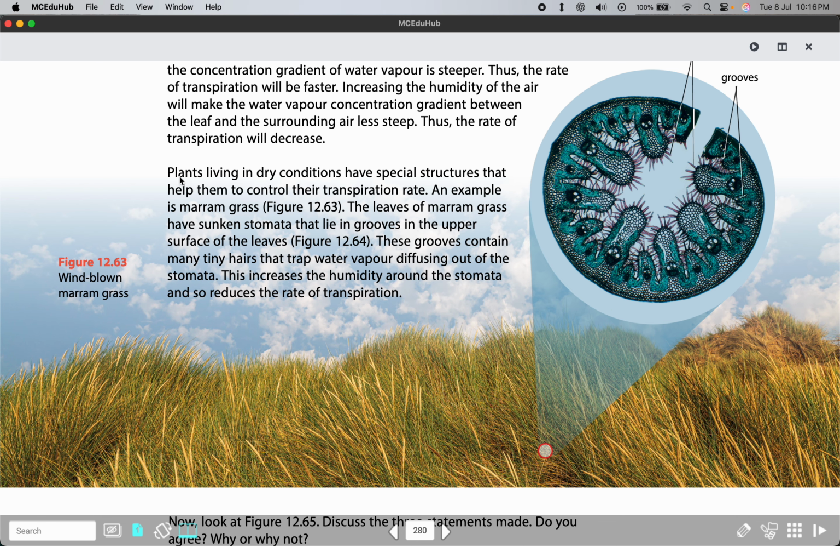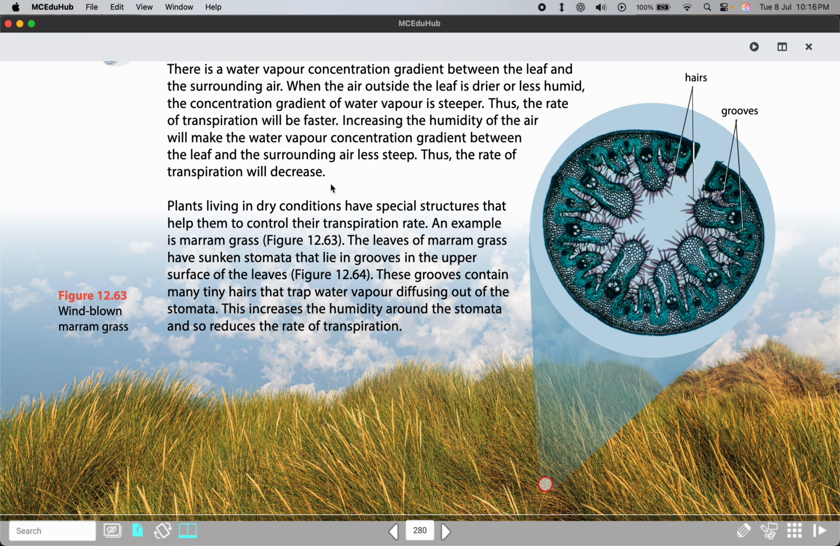So actually, this can be good and bad, right? For example, some plants don't want to lose water, so they like having a humid environment. Some plants want to lose water, so they need a drier environment. But let's say this plant, this is called a marram grass. This plant lives in very dry conditions, so they don't want to lose so much water.